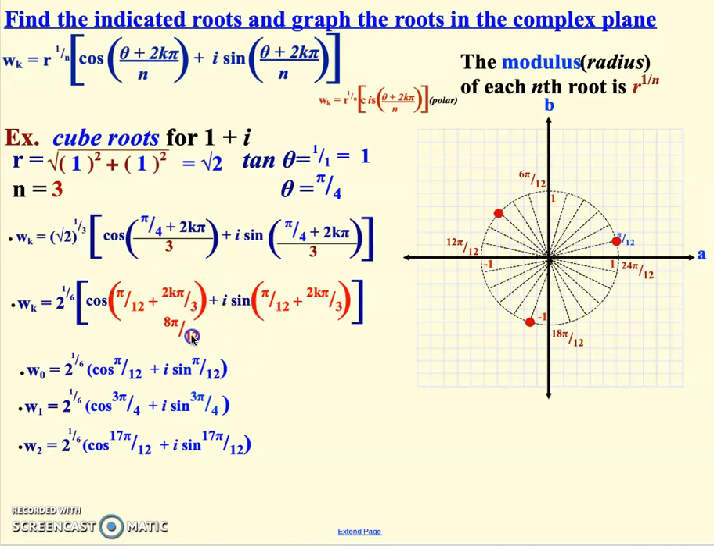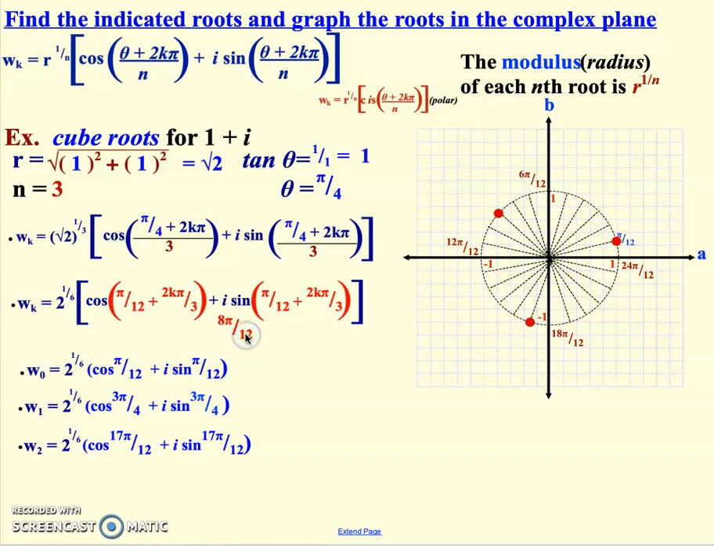So if it's 2 pi over 3, and I go to 12ths, this is 2 pi over 3 in 12ths. Then all I've got to do is add my multiple. So 1 plus 8 is 9 pi over 12, which reduces. And then 9 plus 8 is 17, and I can crank out my answers pretty easily without a whole lot of extra thought going on.